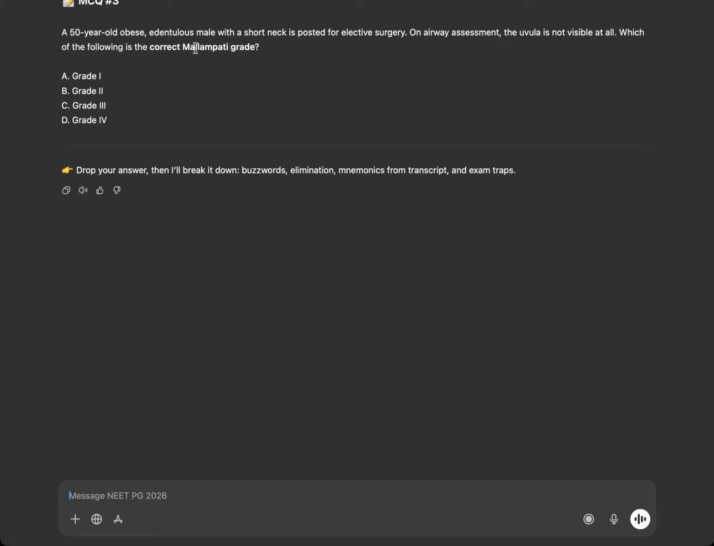An obese sedentary male with a short neck is posted for elective surgery. On airway assessment, the uvula is not visible at all. Which of the following is the correct Mallampati grade? Short neck, difficult airway. Mallampati will say the uvula is not visible at all, so grade 4.